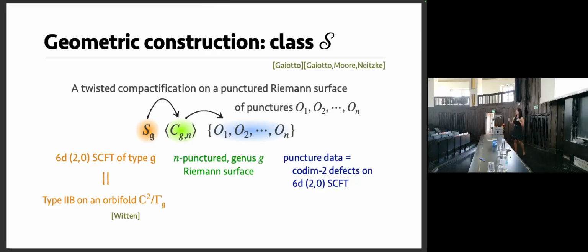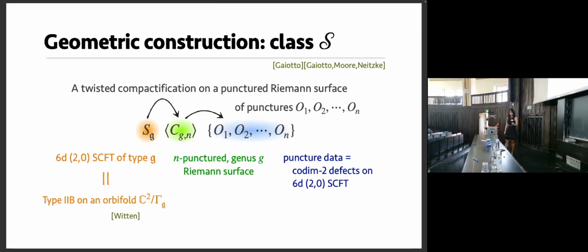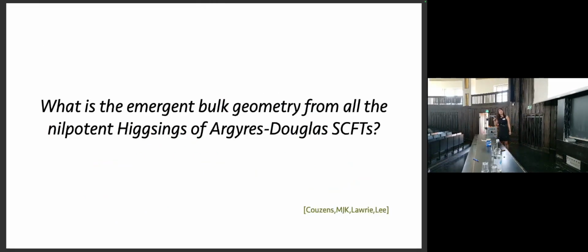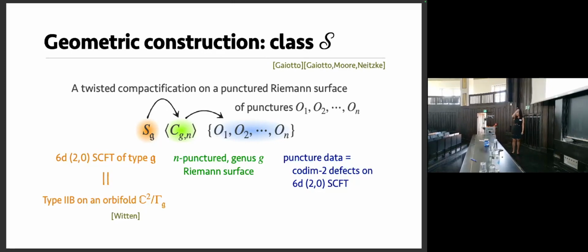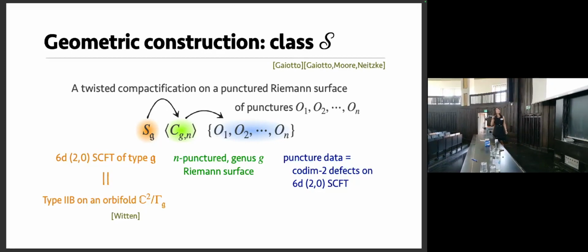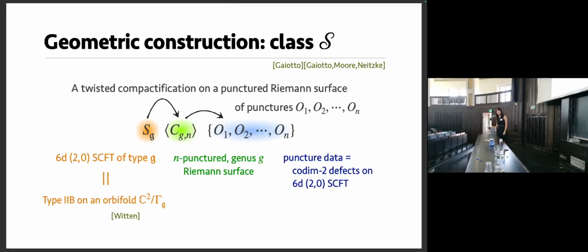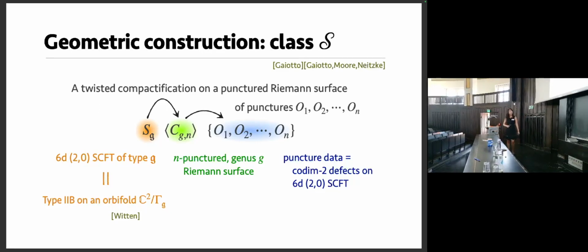As a string theorist working with geometry, I'm going to utilize geometric toolkits. Otherwise, it would be very difficult to address these nilpotent Higgsings of Argyres-Douglas theories. What I'm going to take is the class S construction, so that we have a 6d (2,0) superconformal field theory, and this type is type ADE, but we can take it to more generic ABCD type.